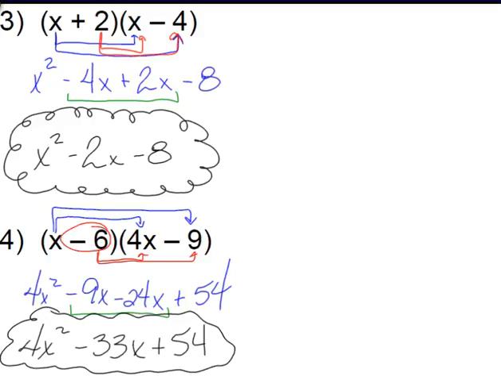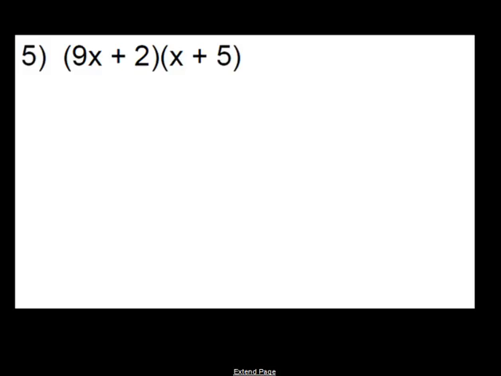Example 5. Example 5, we're still doing the same process. Our process does not change no matter what the problems are. We're going to be doing a repeated distribution. So multiplying my 9x times each one of these terms. So I now have 9x times x is 9x squared. 9x times 5 gives me 45x.